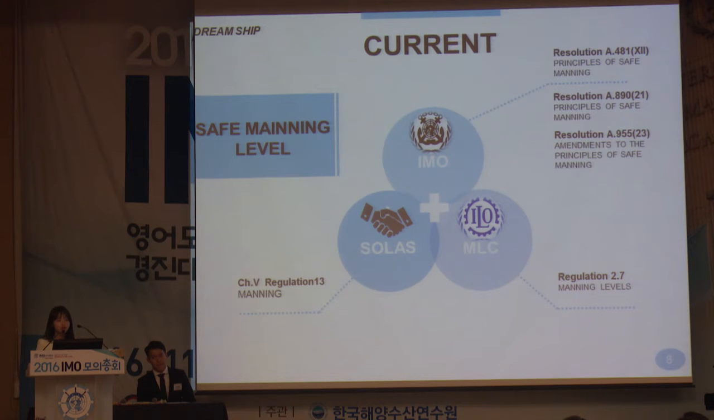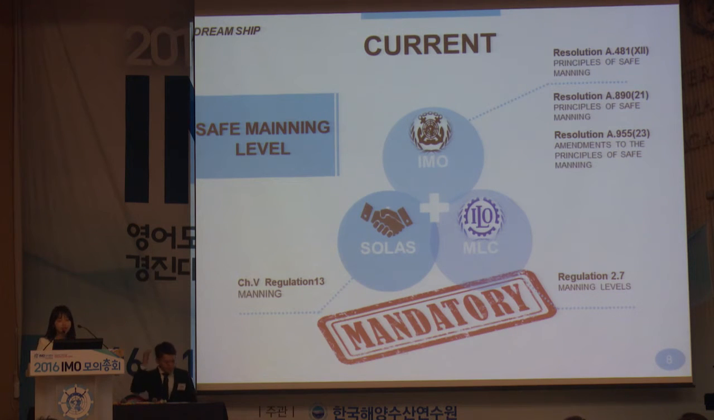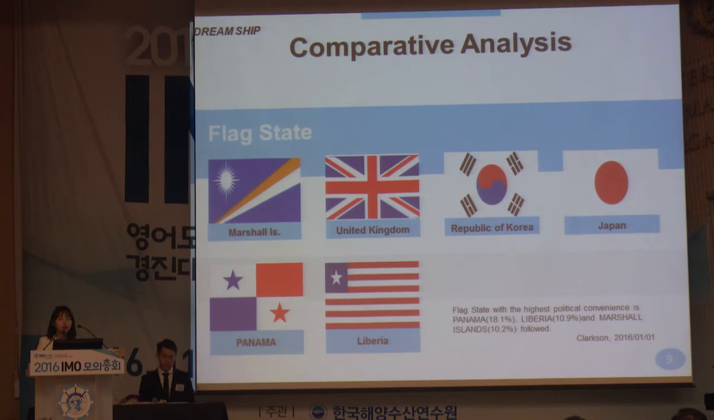That is why we conclude that a mandatory safe manning level is necessary. So, to understand the current situation and differences of each member, we investigated 6 countries. The 6 countries are Marshall Islands, United Kingdom, Republic of Korea, Japan, Panama, and Liberia. The point we have to focus on is Panama. This country occupied first place in world shipping tonnage, about 80% in January 2016.